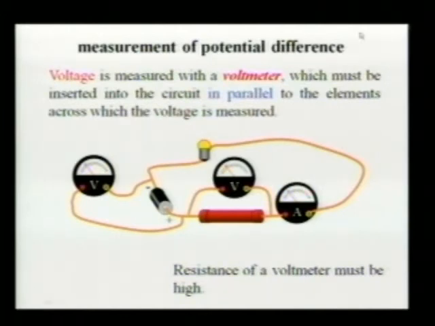So because of that, we want to have the resistance of a voltmeter as high as possible. An ideal voltmeter will have a resistance of infinity. Then the current flowing through the voltmeter will be zero.